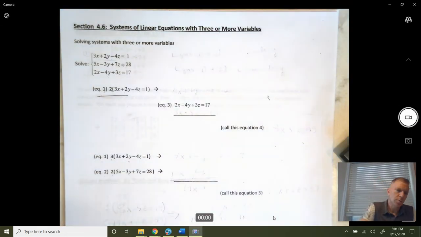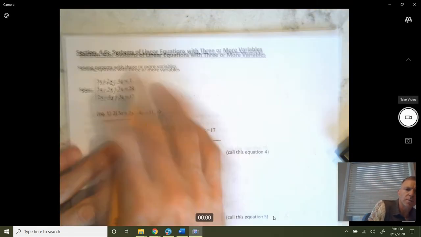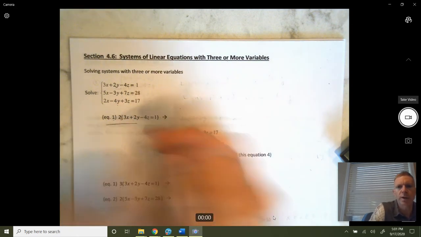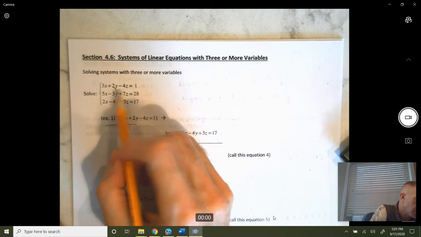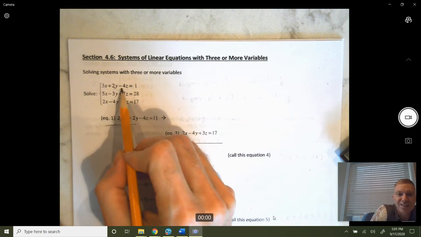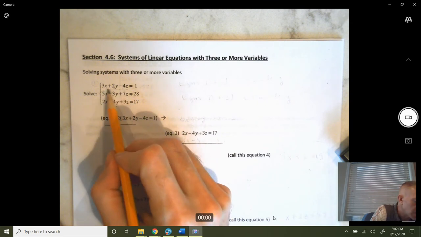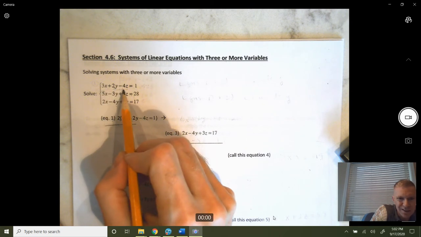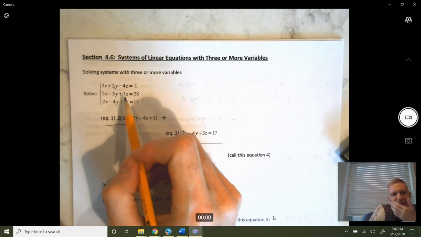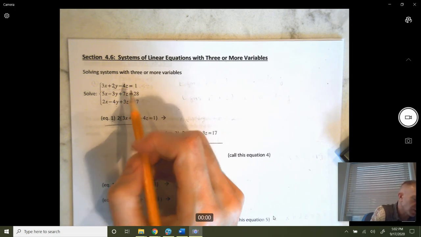All right, so today we're going to talk about 4-6 systems of linear equations with 3 or more variables. Now, just like we saw in the previous section, if you've got a linear equation with 3 variables, when you graph that, you get a plane. Just like when you graph a linear equation with 2 variables, you get a line. A plane is like a 3D version of a line.